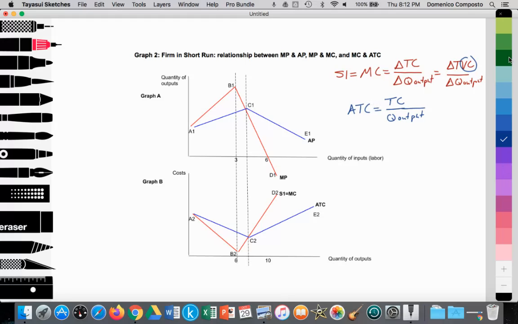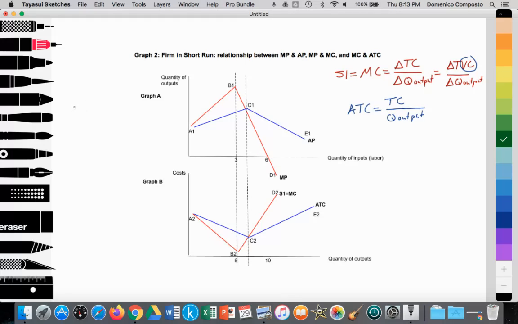So let's take a look at these relationships here. We've already gone over this in a previous video. We know that the marginal product curve and the average product curve are very similar to the difference between your marginal grade, your grade on your next test, versus your average. If you score an A and your average is a C, it pulls the average up. If you score an F and your average is a C, it pulls the average down.